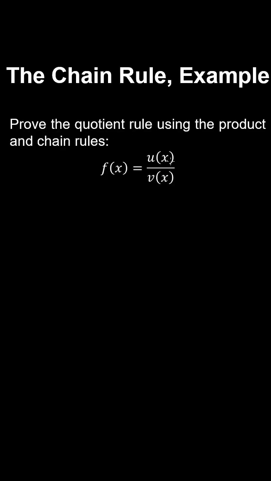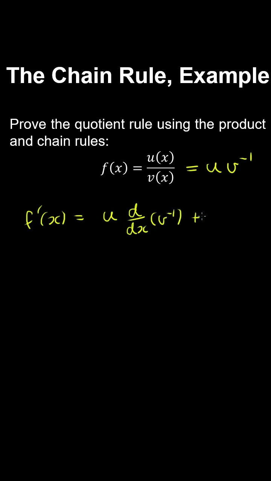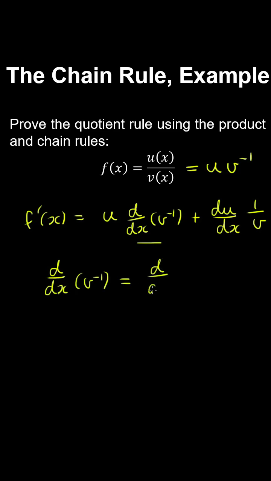Let's prove the quotient rule using the product and chain rules. So we can write this as u of x by v to the negative 1. And now we can use the product rule. So f dash of x is equal to u multiplied by the derivative of v to the negative 1 with respect to x, and then plus du/dx by v to the minus 1, which is 1 on v. And now we can evaluate this derivative using the chain rule as follows. So we first differentiate with respect to v, and then multiply by dv/dx.